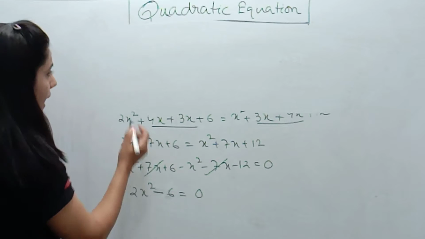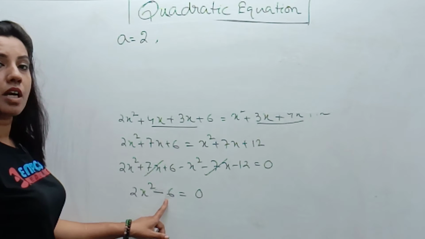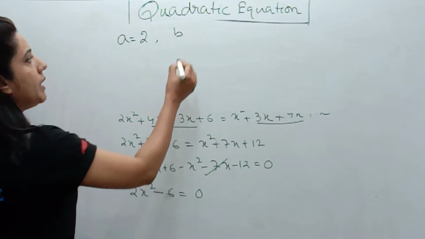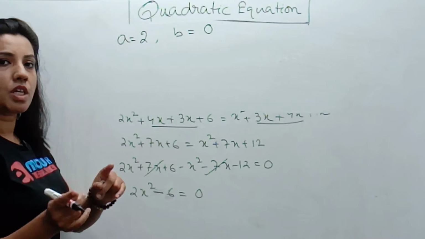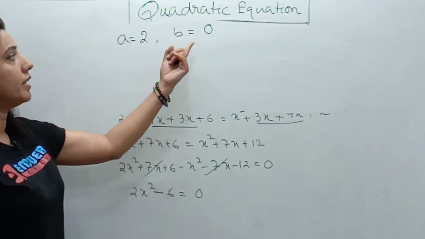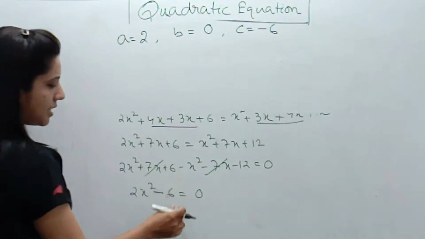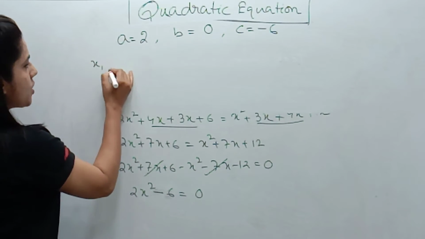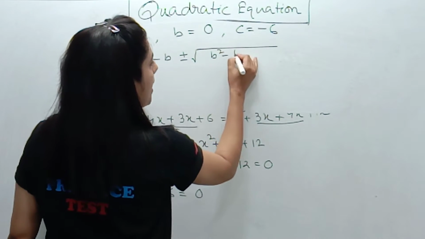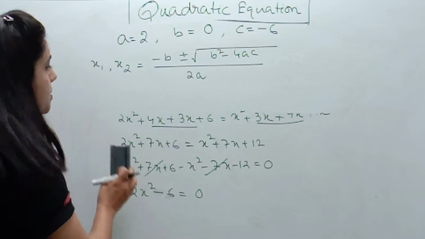We get a, the coefficient of x², that's 2 here. b is the coefficient of x. The x term is not here, that means b is equal to 0. When the coefficient of x is 0, only then the x term will not be there. And c is equal to minus 6, that is the constant term. So our formula is x1, x2 = (-b ± √(b² - 4ac)) / 2a.